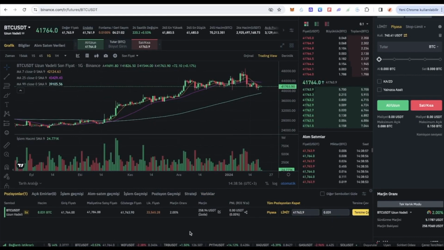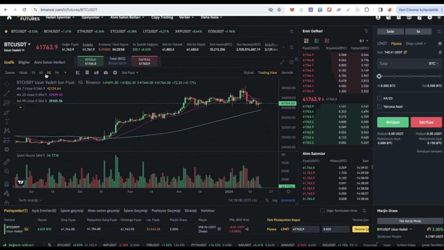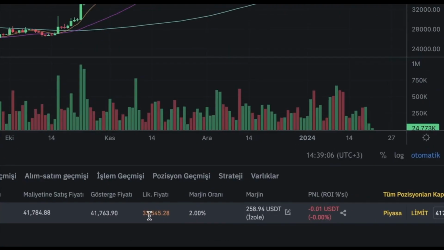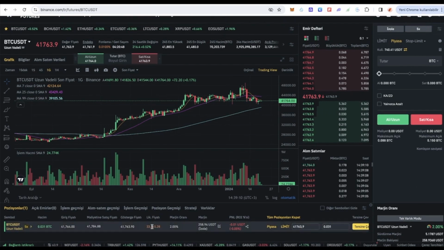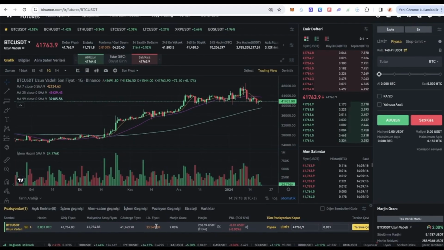Now here's what you need to pay attention to. My liquidation price is $33,500. So I have a high liquidation price in isolated, because I'm only trading with a margin of $250. Look, I'm trading with a margin of $250 here. If Bitcoin drops to $33,500, I lose these $250. Now let's open it in cross.